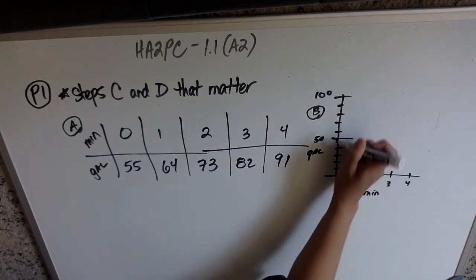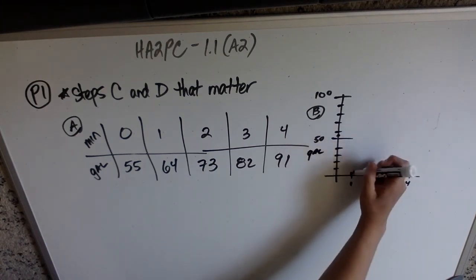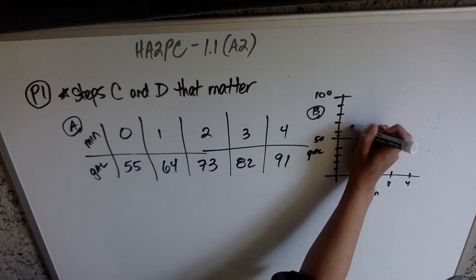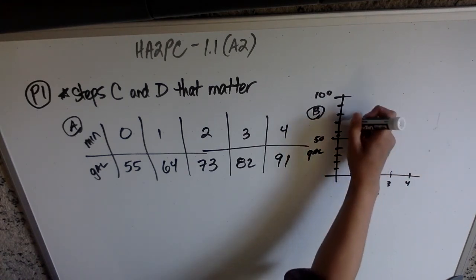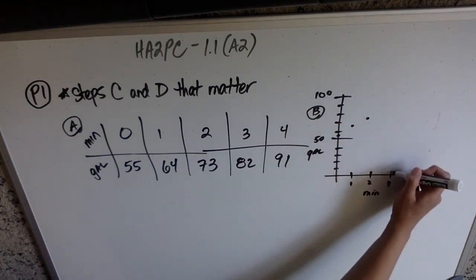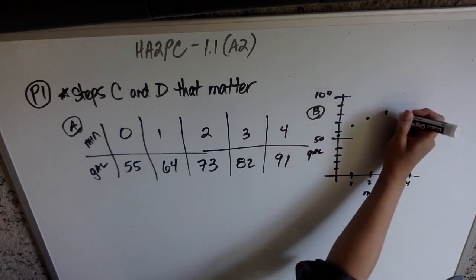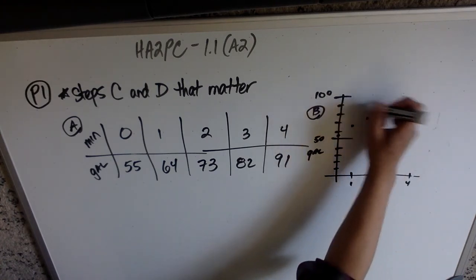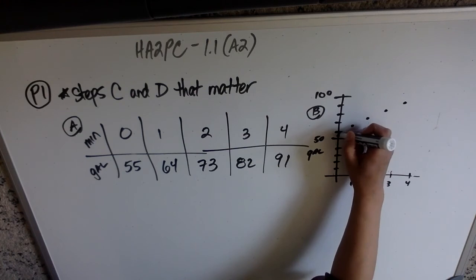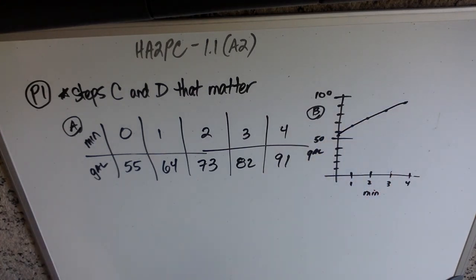So, 0 and 55 would be somewhere around here, right? 1 and 64 would be somewhere around here. 2 and 73 would be about here. 3 and 82 would be somewhere around here. And 4 and 91 would be somewhere around here, and then there's my line. Again, it doesn't matter to me if you're not awesome at graphing by hand. Part C and D are the ones that really matter, right?